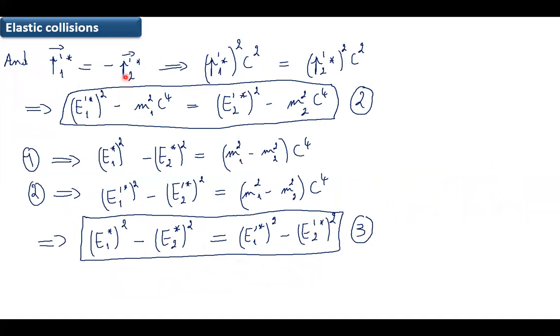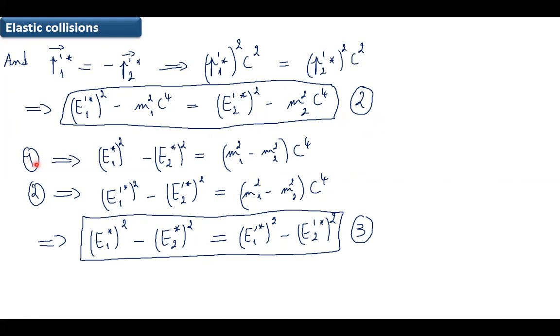Okay, if you take the second part of the equation, P prime 1 star should be equal to minus P prime 2 star. The same calculation: we multiply by C squared and replace by the value according to the energy. So E prime 1 star squared minus M1 squared C4 is equal to E prime 2 star squared minus M2 squared C4. This is equation number 2. So we have equation 1 and equation 2.